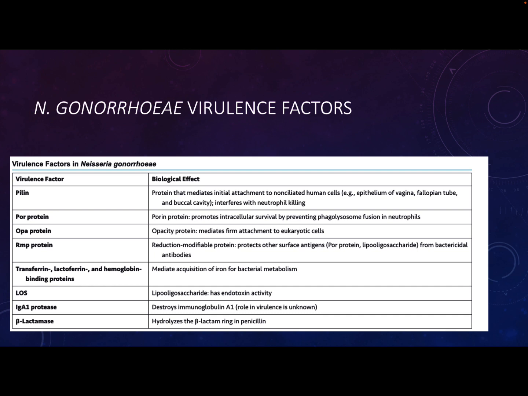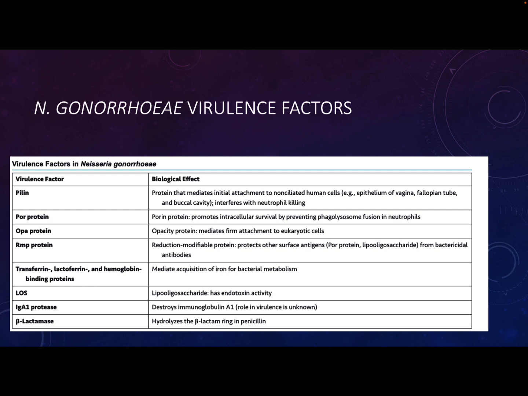But we do see it. It can attach to, for example, the epithelium of the vagina. It can move up into the reproductive tract, so like the fallopian tubes, and in the buccal cavity in the mouth. So people can get manifestations of gonorrhea in those areas of the body. That also helps to interfere with being killed by neutrophils. It has proteins to prevent phagolysosome fusion, so it can survive inside of a cell.